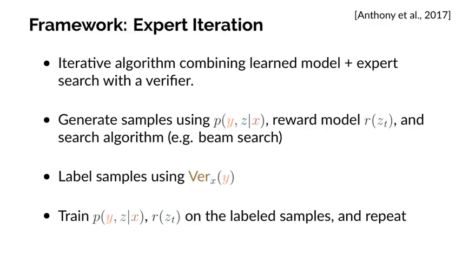The terminology for this in the literature is known as expert iteration. It refers to this iterative process where an algorithm combines a learned model plus a complex expert search. The goal is basically to distill the search process into the model. We do this by generating lots of samples, utilizing our reward model to improve upon them, and then labeling the good ones. We iterate on this process, retraining both the generator as well as the guide model in order to do better on the next iteration.